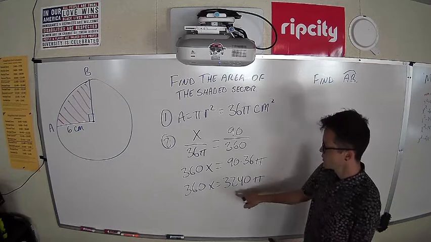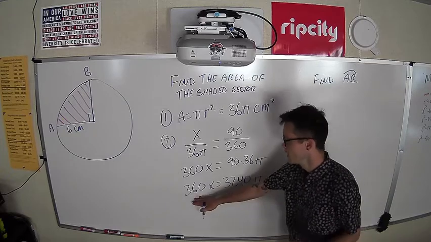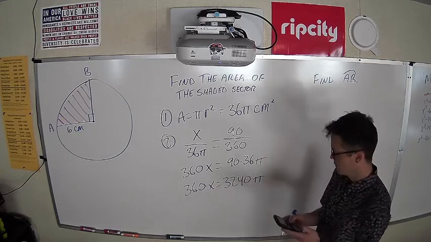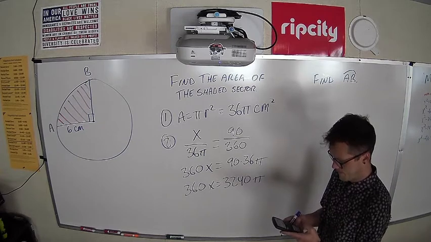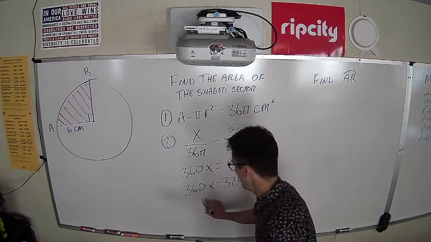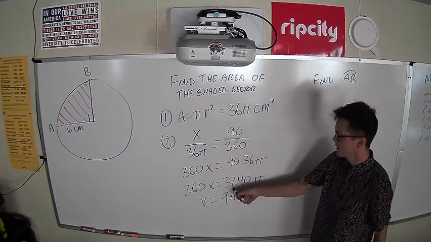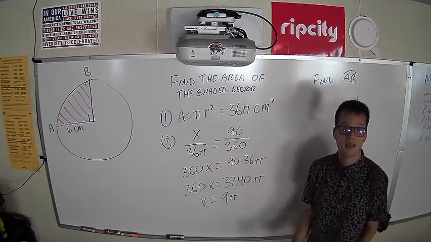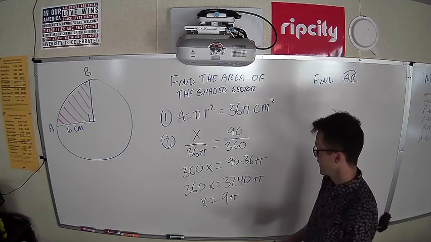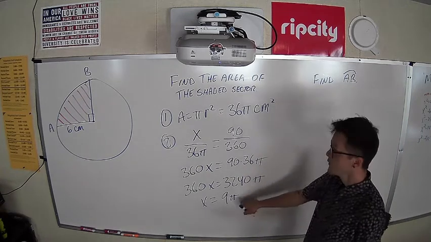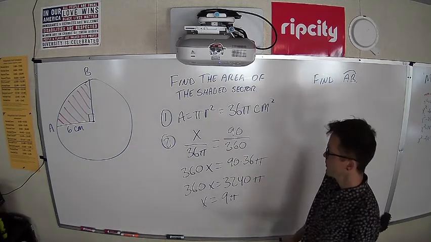So I'm going to take the whole left side and the whole right side, divide everything by 360, and I learned that x equals 9 pi, because 3,240 divided by 360 happens to be 9. That worked out real nicely. So the area of our sector is 9 pi.